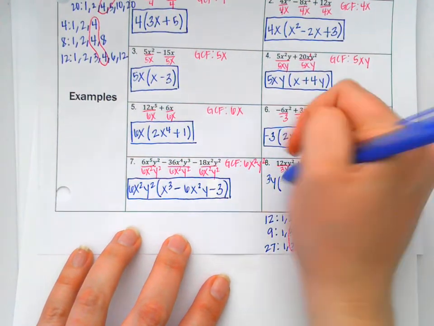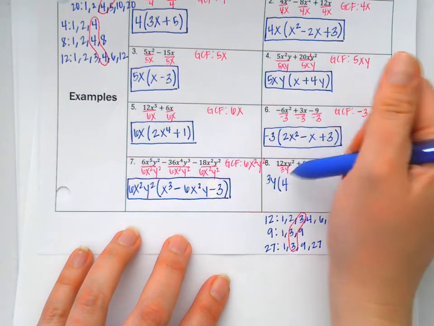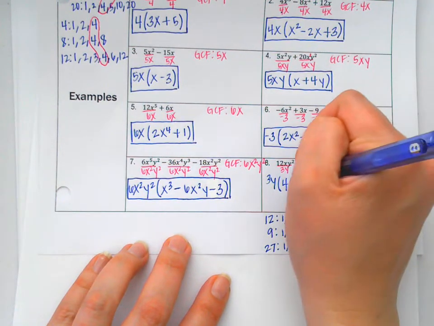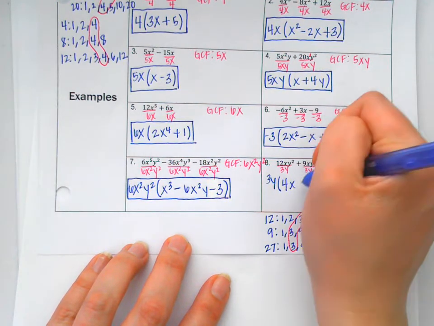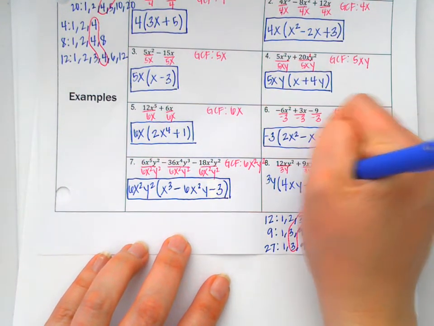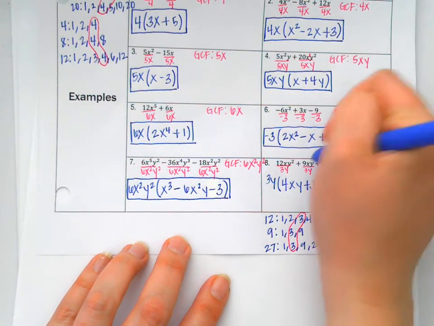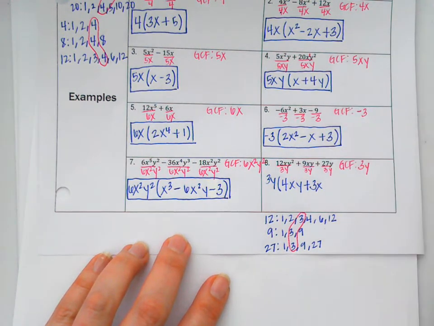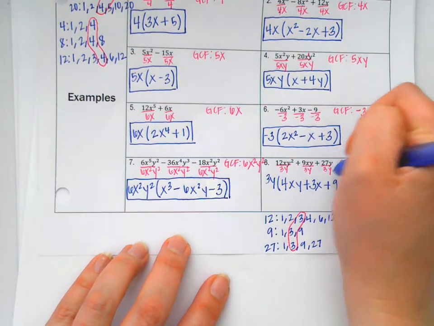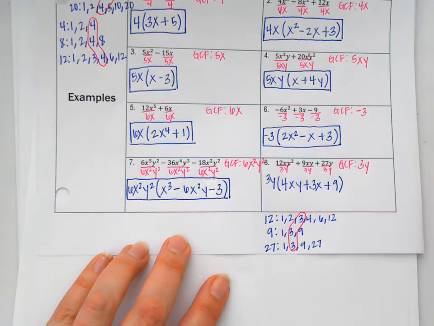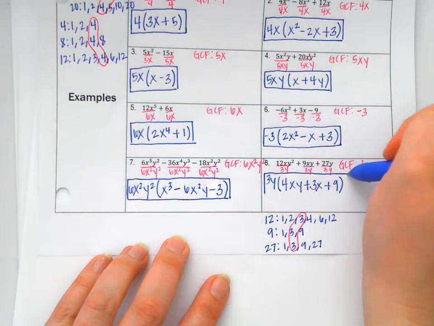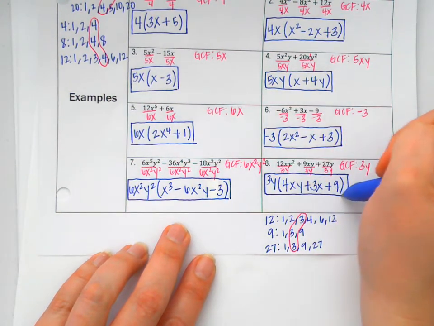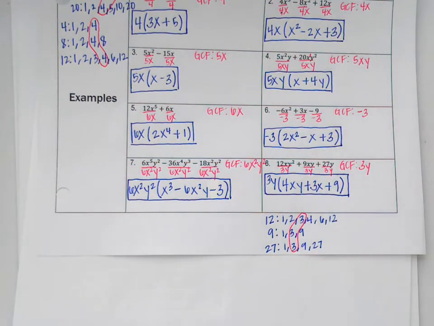So 12 divided by 3 is 4. We're not dividing anything by x, so the x's don't change. And then y² divided by y is y to the 1 power. Plus 9 divided by 3 is 3. x stays the same. y divided by y is 1, so it goes away. And last but not least, 27 divided by 3 is 9, and y divided by y is 1, so it goes away. And that's it. That was my final answer. And that is 8-2, factoring a GCF.